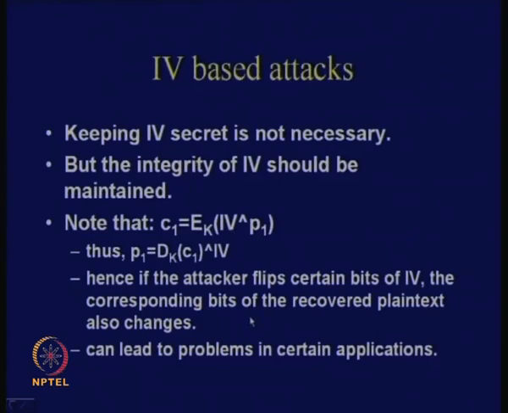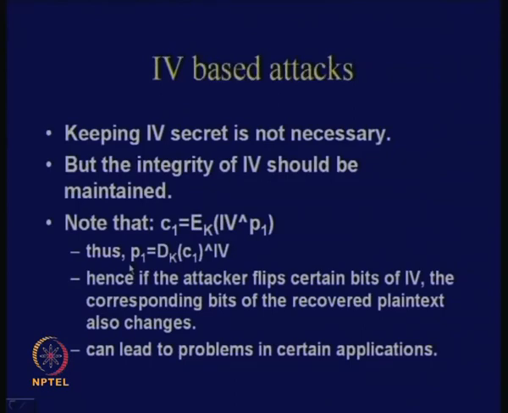Why? Note this: the first ciphertext you can obtain by EK of IV XOR P1. If I just rearrange, I get P1 equal to DK of C1 XORed with the corresponding value of IV. So what does it mean? If the attacker can manipulate this value of IV, then automatically this plaintext value gets immediately determined. For example, if I flip the first bit of IV, then immediately the decryptor will also get the first bit of plaintext flipped.